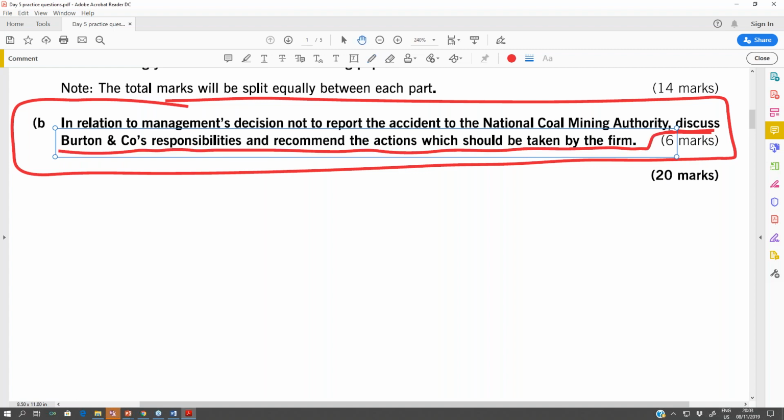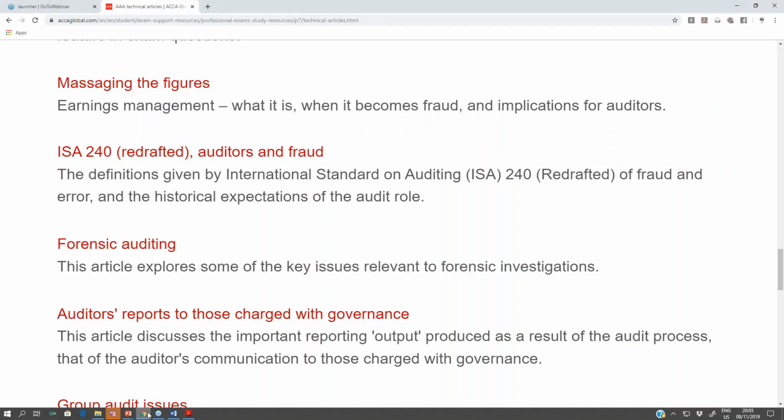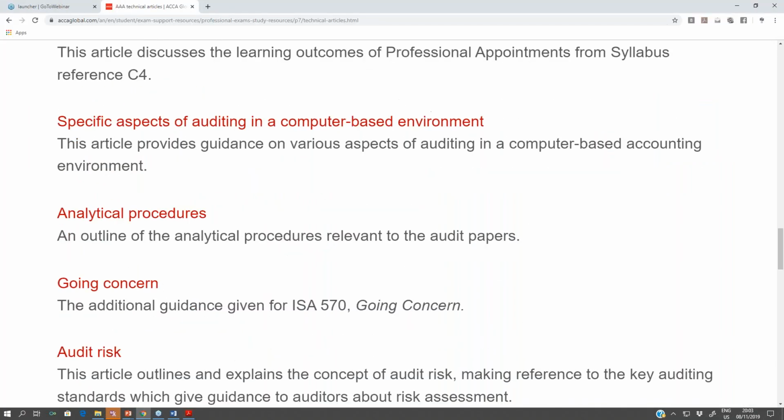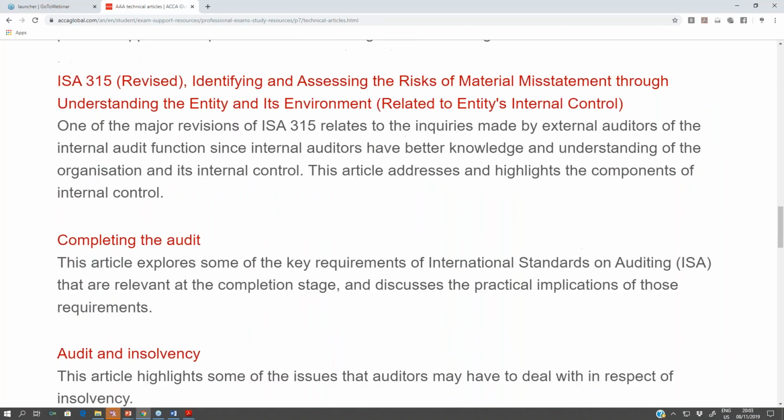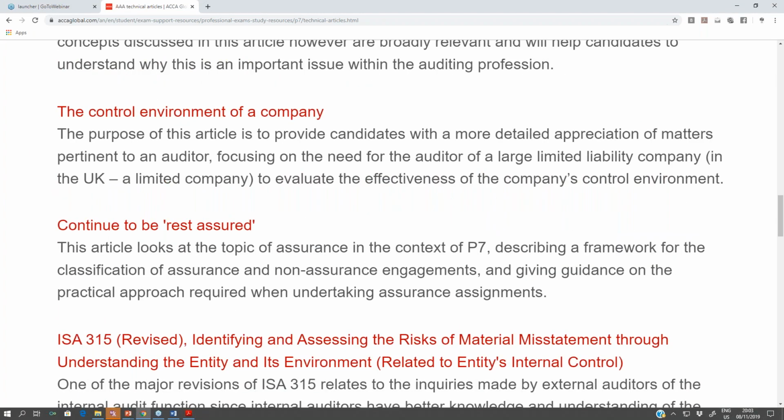responsibilities in relevance to non-compliance with laws and regulations, because when you read the question above, you will get to know that there is a non-compliance in the case. Management is not reporting it to the authority. The question asks you, what is the auditor responsibility for the non-compliance with laws and regulations, and recommend actions to be taken. I recommended this article on my day 2, which I am re-recommending again now.